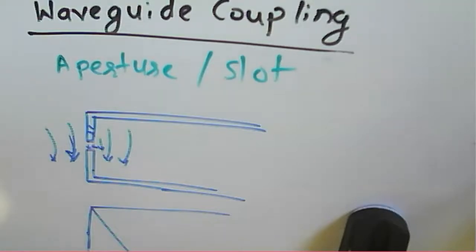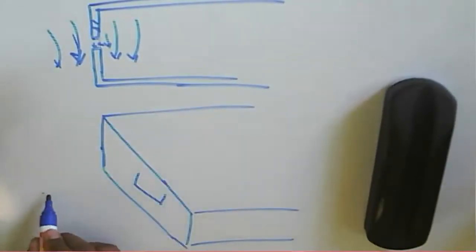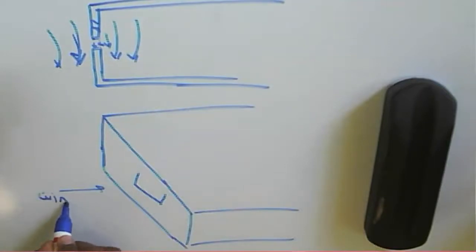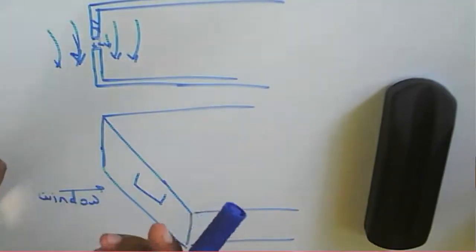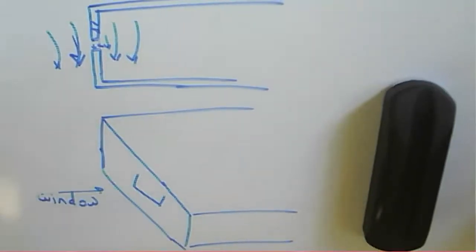Likewise, this one is an opening here. Okay, a small section of opening. So through that, power will be coupled. We can call it a window or a slot or a small aperture. Okay, so through that, power will be coupled.